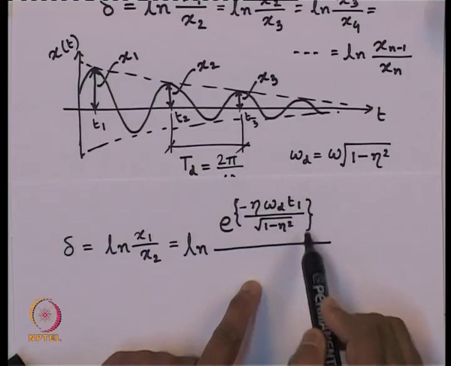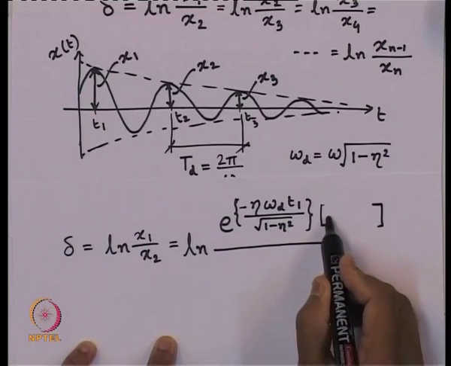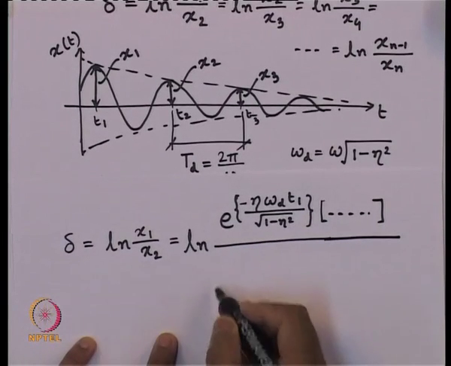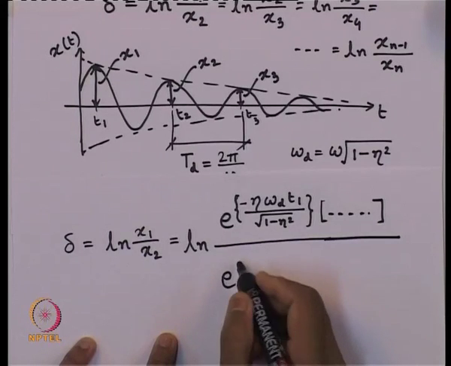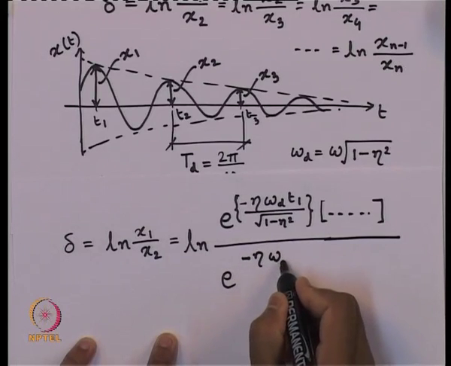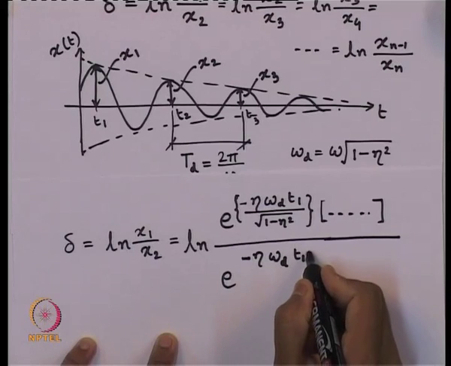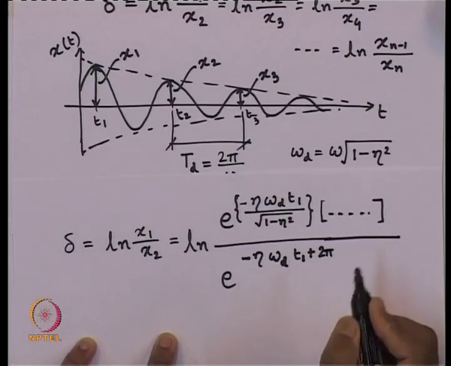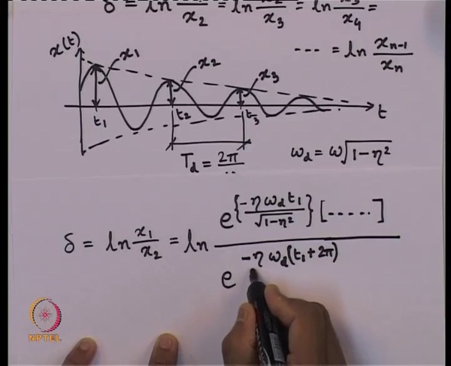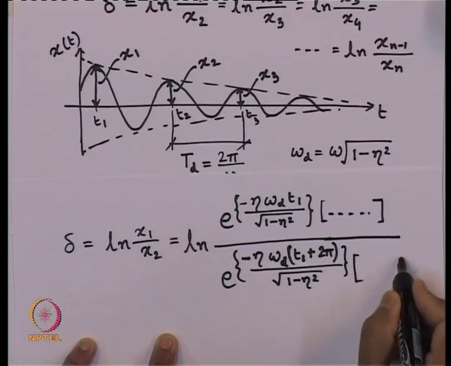So, I have put this expression here, then a function containing that harmonic function in terms of initial displacement and initial velocity. For x2, it will be e to the power minus eta omega d, t1 plus 2 pi, by root over 1 minus eta square, times that harmonic function.